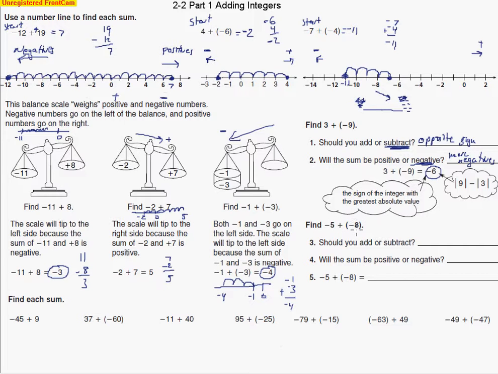-5 plus -8. Should we add or should we subtract? Well, they're the same sign, so we're going in the same direction. So we're going to end up adding. And why? Because it's the same sign. Same sign means you're going to end up adding.